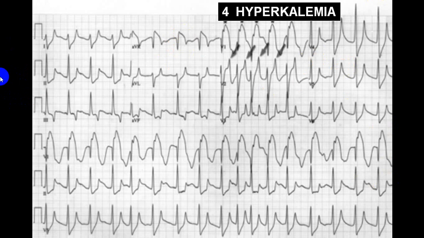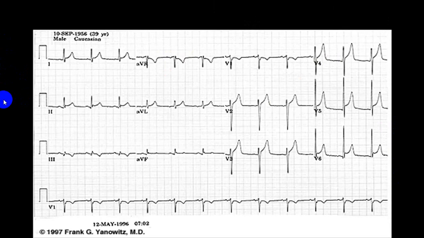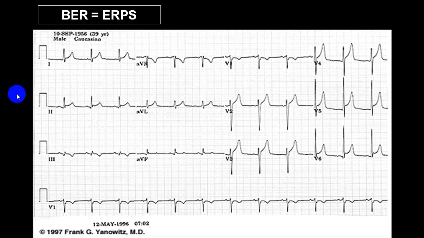Now we come to hyperkalemia. In hyperkalemia, we have already shown you that usually you will have a tall T wave with a narrow base, symmetrical, taller than the R wave, and peaked, in favor of hyperkalemia. Along with that, if you get changes in AVR, it will be helpful to identify hyperkalemia. Also, you will have to differentiate benign early repolarization from hyperkalemia and other conditions.